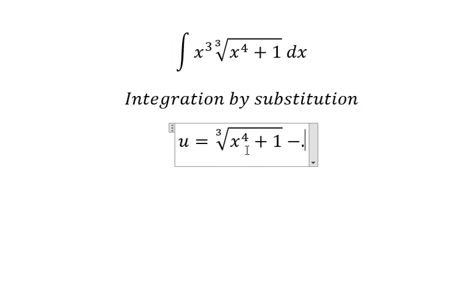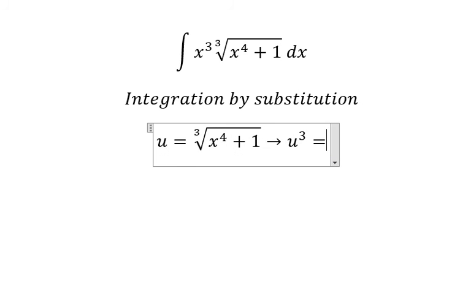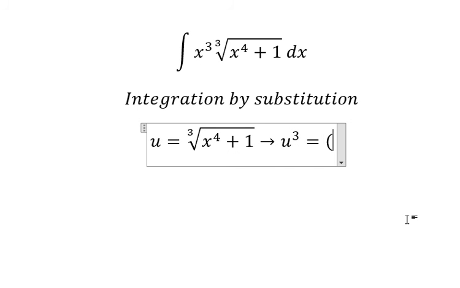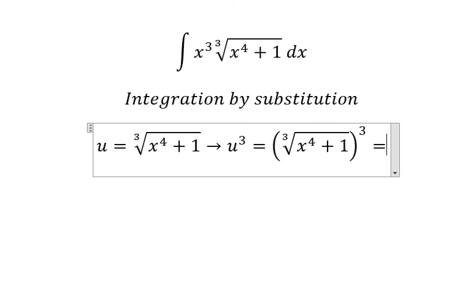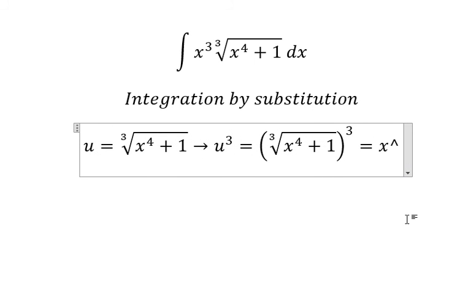So we put the power 3 on both sides to cancel the root, and you got s to the power of 4 plus 1.